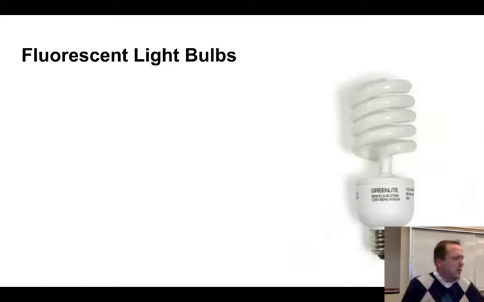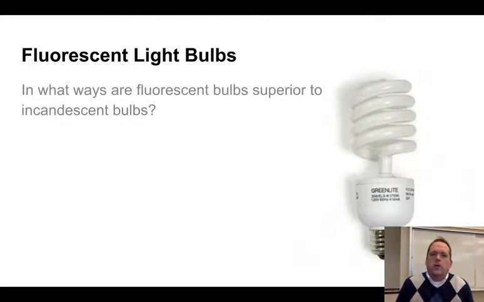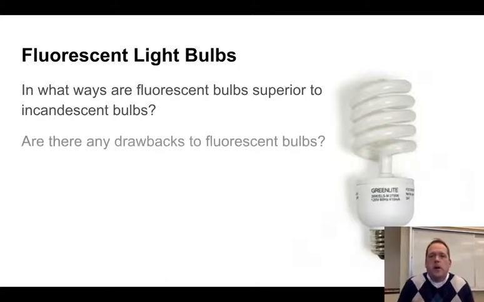So I'm assuming that most people are familiar with the old fluorescent lights. Actually, these aren't quite as old. I can still remember when this was blowing everybody's mind, that it wasn't just this 4-foot long tube of fluorescent light, but people had produced these that you could put in your various kinds of outlets. So a few questions that we want to think about in the context of fluorescent lights. In what ways are fluorescent lights, if any, superior to incandescent light bulbs, or inferior, I suppose? Are there any drawbacks to fluorescent light bulbs?